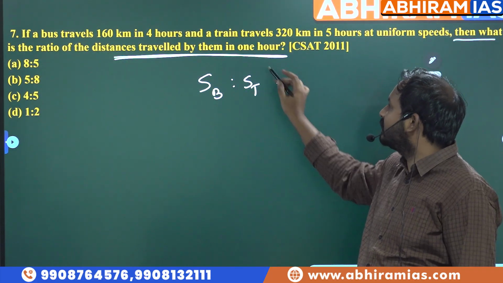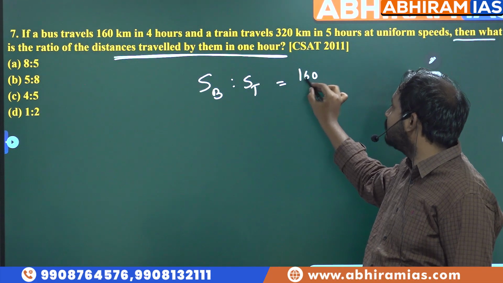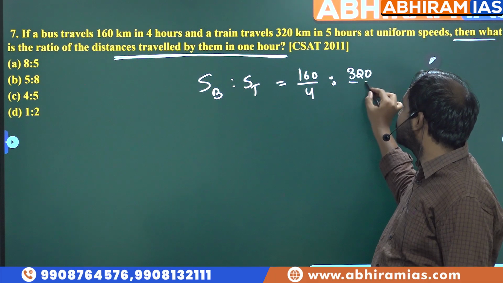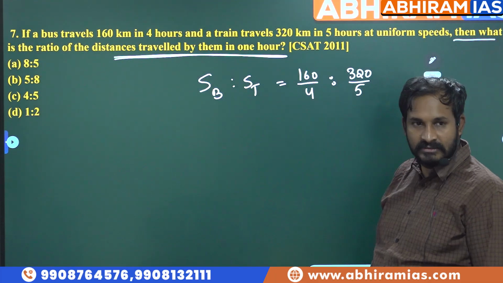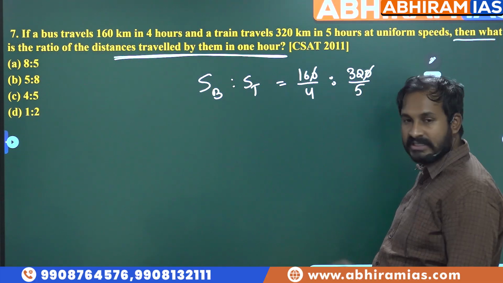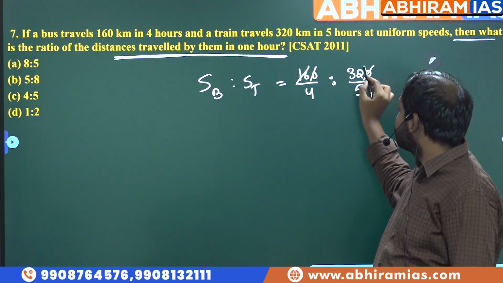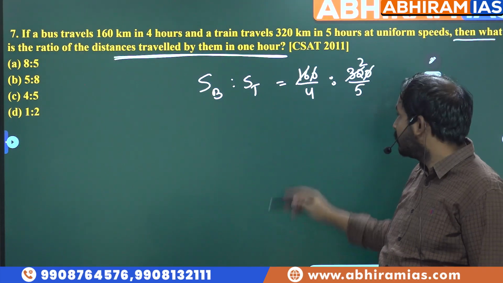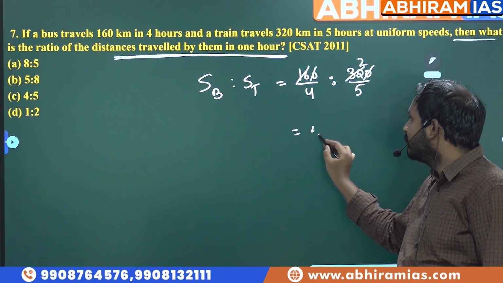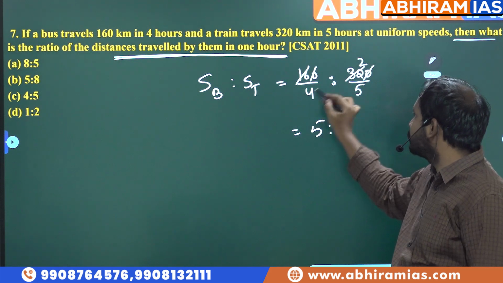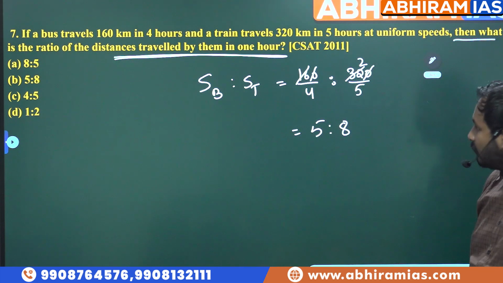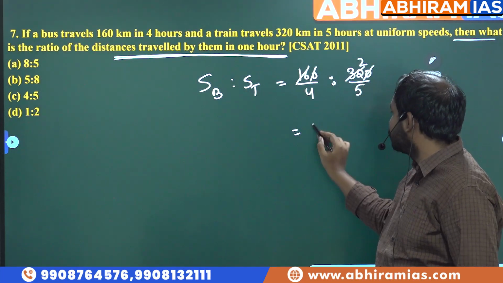What is the speed of the bus? It travelled 160 kilometers in 4 hours. What is the speed of the train? It travelled 320 kilometers in 5 hours. Now the zeros get cancelled. 16 ones are 16, 16 twos are 32. Now these two will be cross multiplied towards each other. So this will become 5:8. This one comes to this side, and 4 goes to that side.